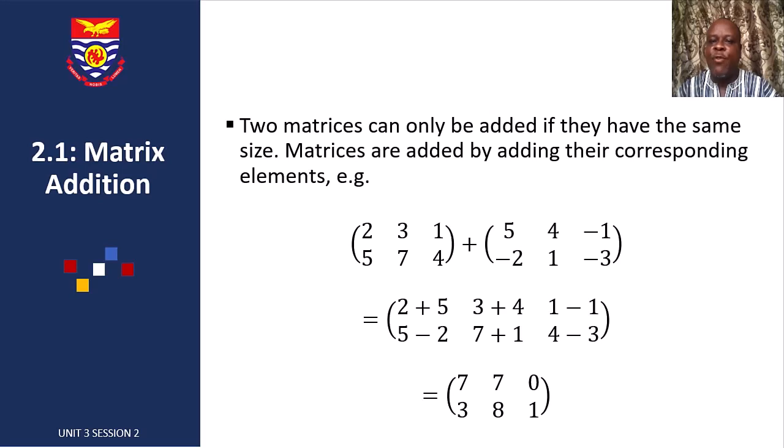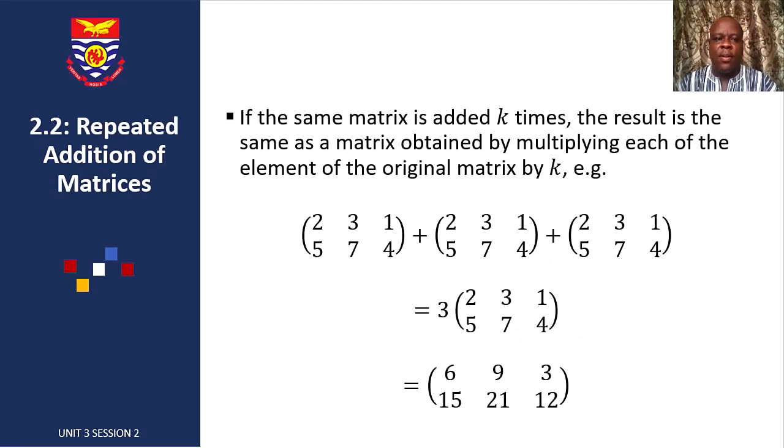So the first entry in the first matrix is 2. The first entry in the second matrix is 5. So we can do 2 plus 5. Then we get 7. The second entry in the first matrix is 3. The second entry in the second matrix is 4. So we can do 3 plus 4 and we get 7. We do that for all the entries, and when we finish, we have a new matrix which is 7, 7, 0, 3, 8, 1.